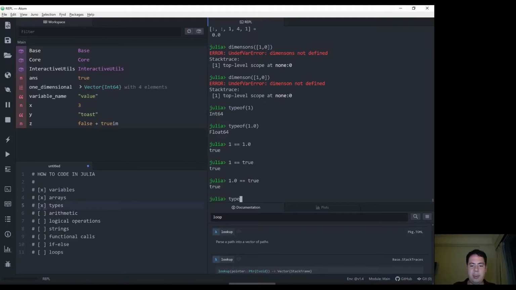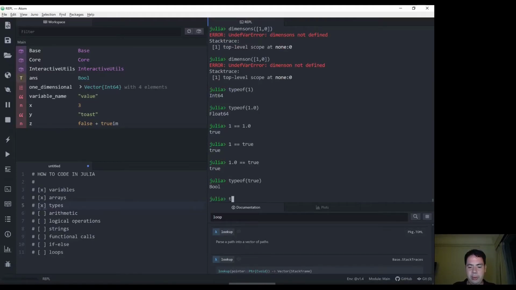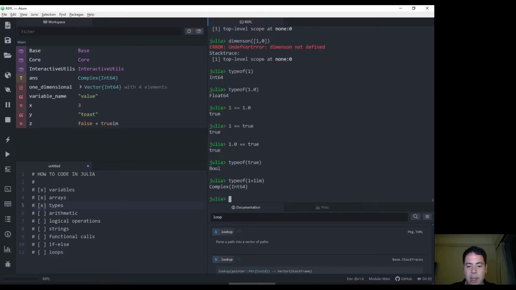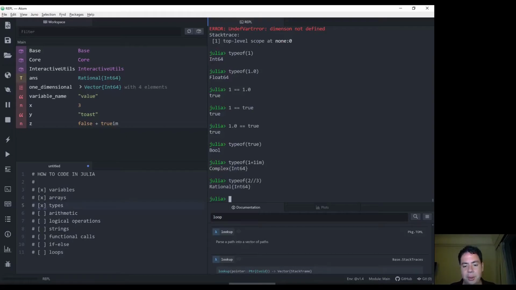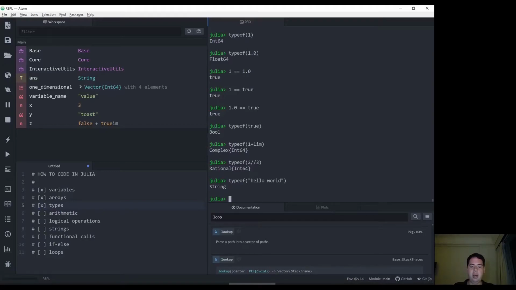There are a few other types, such as Boolean, complex. It's a complex set of integers. We've got fractions. So they call it rational. It's rational numbers. So we can do type of 2/3 is a rational. We can do type of hello world, which should be a string. We can even do type of.